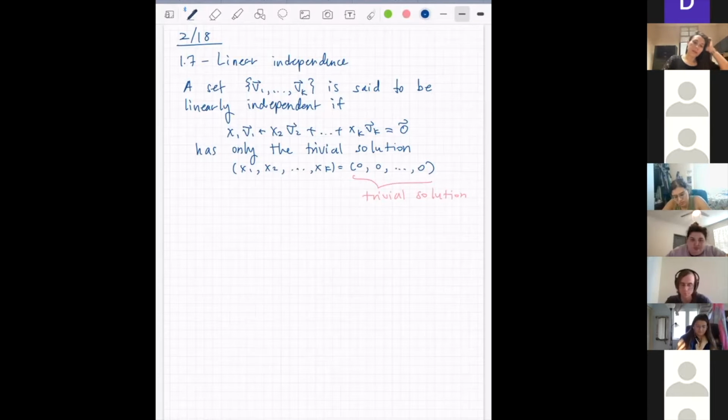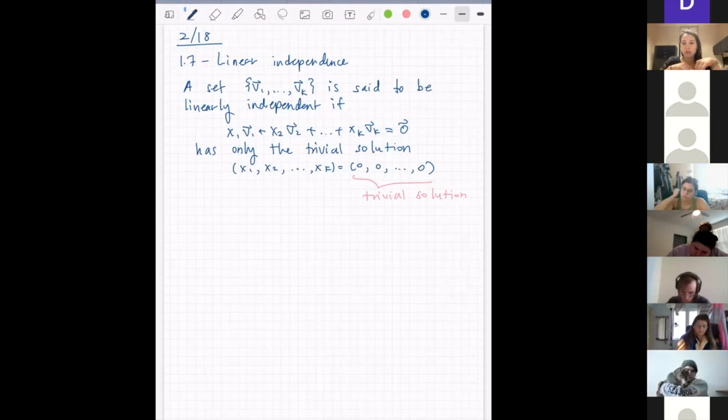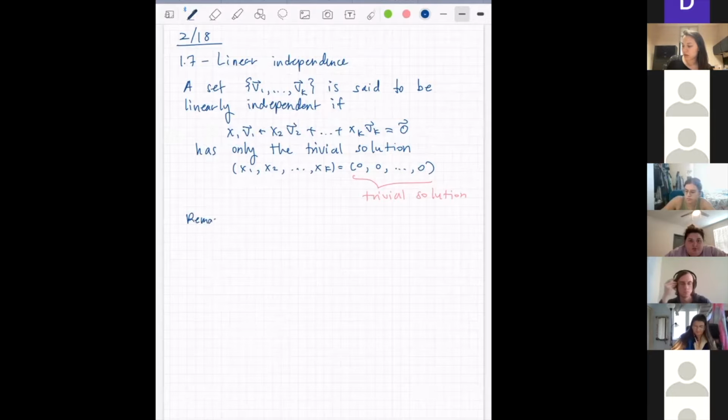And we went over an example of how to figure out whether three vectors were linearly independent, and we can do that by just creating an augmented matrix and solving it. So this is what we've been doing up to this point. It's just another application of solving systems of linear equations. Okay, so let's see. There were some remarks I wanted to make about linear independence.